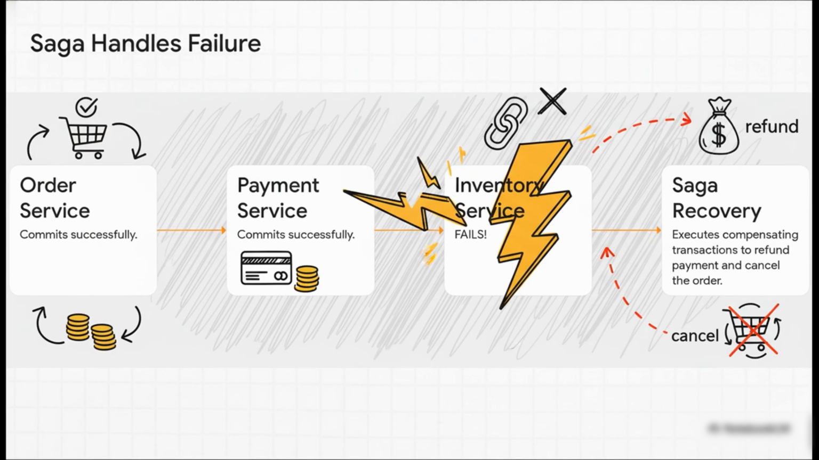But here, right here, is the absolute magic of the Saga pattern, what it does when things go wrong. So let's look at our example again. Order service succeeds, payment service succeeds, but then, bam, the inventory service fails. The whole system doesn't just get stuck. Instead, the Saga kicks into reverse. It executes what we call compensating transactions. It tells the payment service, hey, run your refund operation. And it tells the order service, hey, run your cancel order operation. It gracefully cleans up its own mess to get the system back to a consistent state.